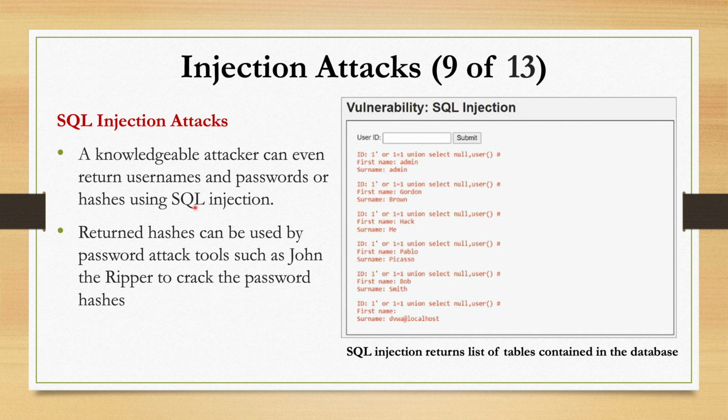A knowledgeable attacker can even retrieve usernames and passwords or hashes, if they were able to find something like a clue, or find some vulnerability. They could download the hashes, and once they download the hashes, they could use tools like Hashcat or John the Ripper to try to crack the password hashes and figure out the passwords related to them.